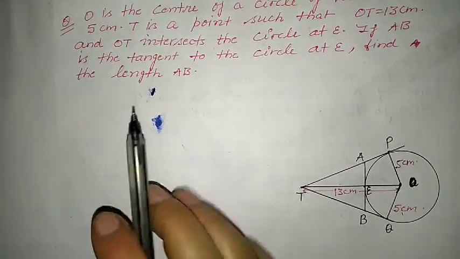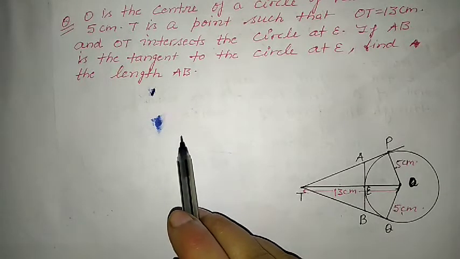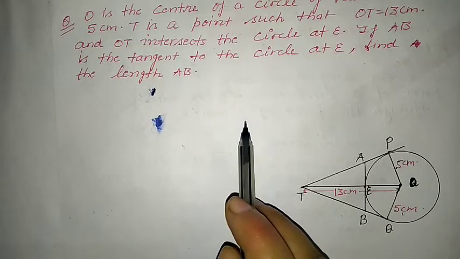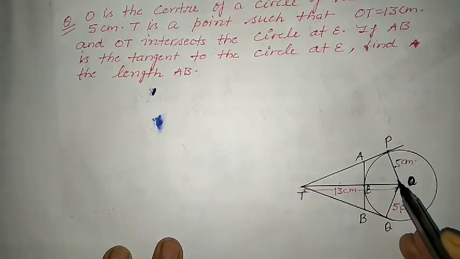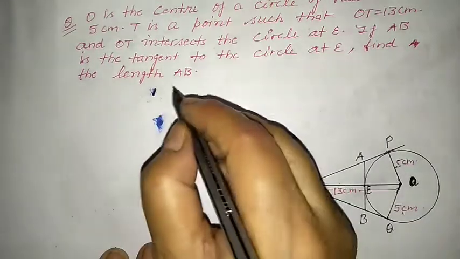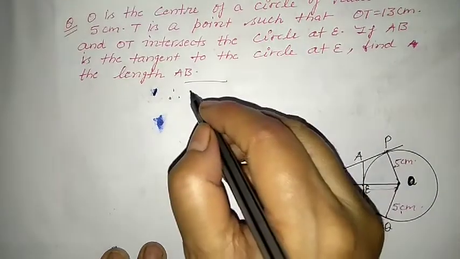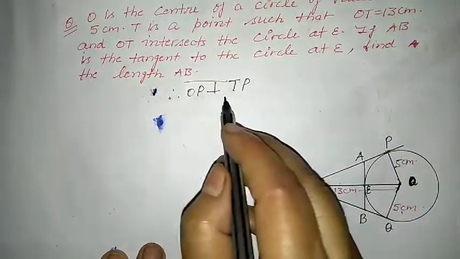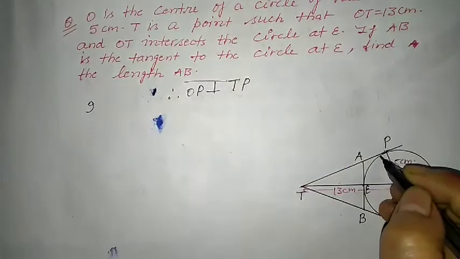Since the tangent, you have to write here your own, since the tangent at any point of a circle is perpendicular to the radius through the point of contact. Okay, TP is a tangent here and OP is the radius. So this will be the perpendicular. So after writing the statement, you will get OP is perpendicular to TP. OP is perpendicular to TP. Now this is 90 degree.